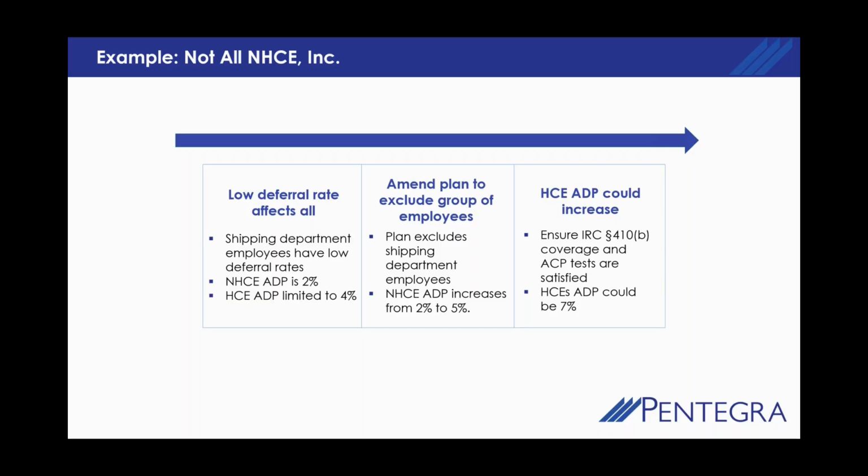What if we amended that plan to eliminate that department? Maybe that's a particularly low deferring department in the company, but we have other employees in the company who defer more. And now when we just look at those other employees, we have a deferral of 5% instead of 2%. And now our highly compensated can do 7% of pay instead of 4% of pay under the testing.